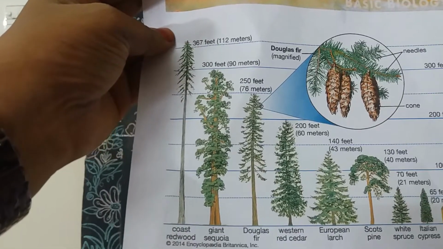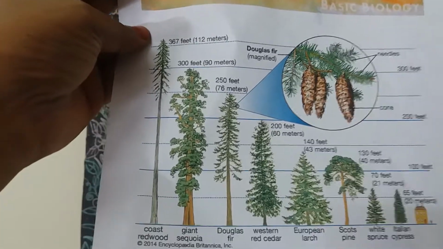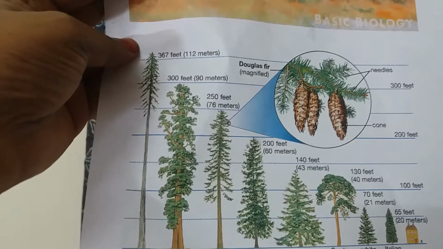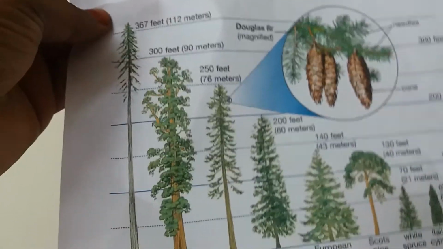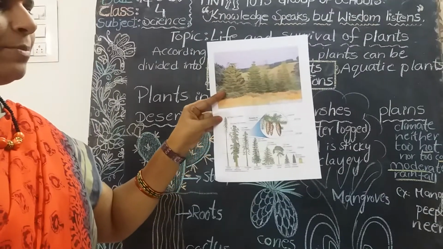The leaves have few stomata to prevent loss of water. The leaves have a waxy coating to prevent damage from the snow. Is it clear, children? These are all the adaptations we found in hilly area plants.